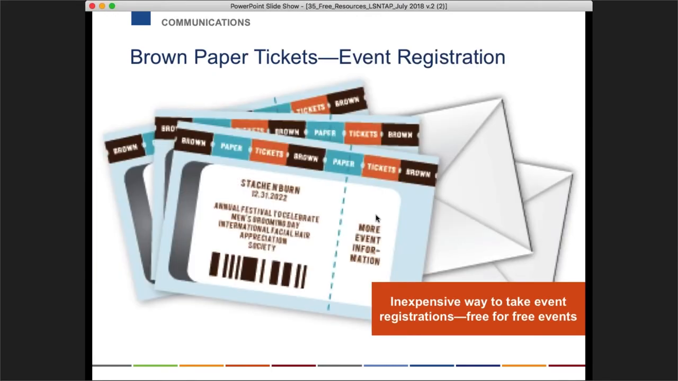If you need to do event registration, Brown Paper Tickets is a very inexpensive way to start taking event registrations. It's free for free events, and they charge a percentage of the ticket price if you use it for paid events. And then, of course, there's Eventbrite and lots of other platforms that people are probably familiar with, but Brown Paper Tickets is a free one if you're just doing free events and don't want to pay for another ticket registration service.